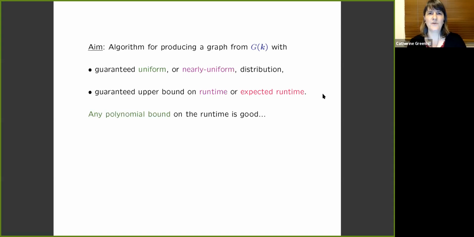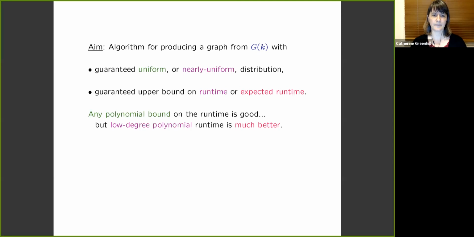Okay, and of course, from a theoretical computer science perspective, any polynomial bound on the runtime is good, but low degree polynomial bounds are obviously better, especially because, as we all know, there are real world people out there who are using graphs to model their system of interest, and these networks can get really big. So we do want efficient algorithms.